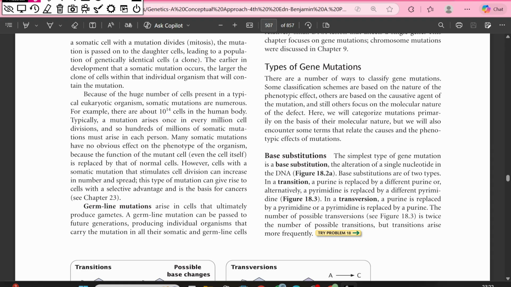Now gene mutations can be categorized on the basis of the molecular nature, on the basis of the causative agent of that mutation, and also on the basis of what kind of phenotypic effect is shown. Always remember that there is a certain agent which will cause the mutation in the genes, and this is referred to as a mutagen. But in normal circumstances, even without the presence of a mutagen, gene mutations can take place, and they do occur normally in every organism. So what kind of normal gene mutations take place? Let us try to discuss them first.